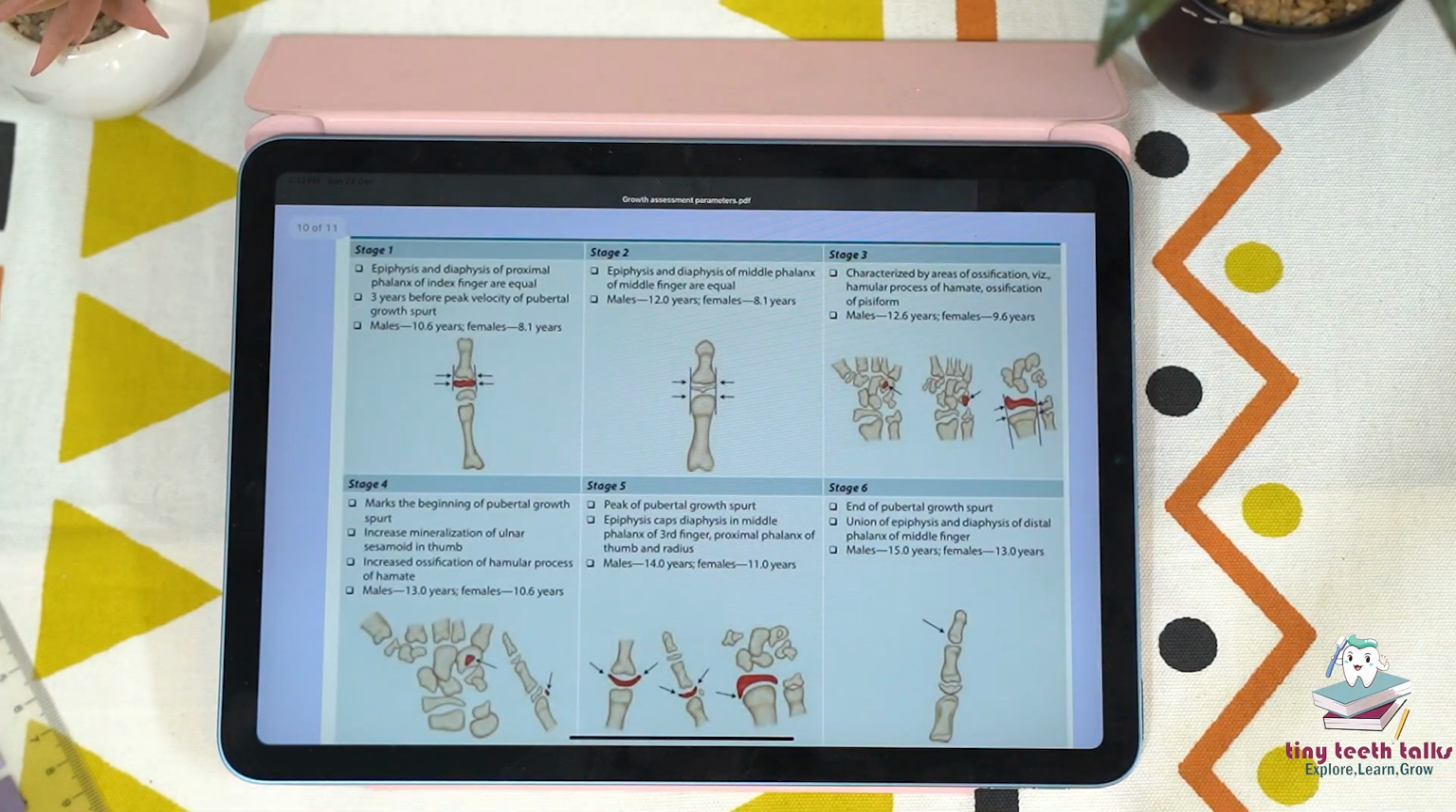So this image shows a series of stages depicting the development of bones in the hand and wrist, specifically focusing on the growth and ossification patterns during childhood and adolescence. Each stage is associated with a specific age range for male and female, indicating the typical age at which this developmental milestone occurs. This information is relevant for understanding the timing of skeletal growth and development, which can be useful in fields such as pediatric orthopedics and forensic science.